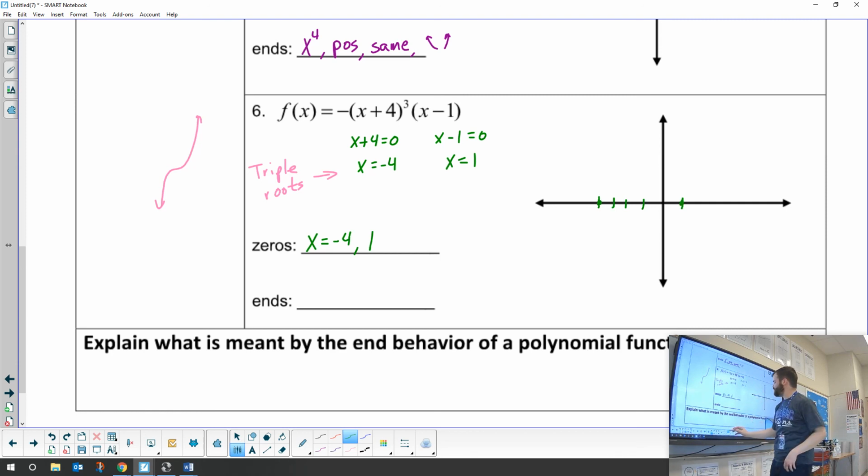Figure out what my ends are. Well, if I have a triple, that's going to be x cubed and 1x. Multiply those together, we get x to the 4th. However, check this out. That is a negative in front. So we're going to have a negative in front of my x to the 4th. And then we're going to write in here, okay, so we got negative x to the 4th. We're still going to go the same direction, but we're going to go down because it's negative, and so we're going to open down like this and down like this.